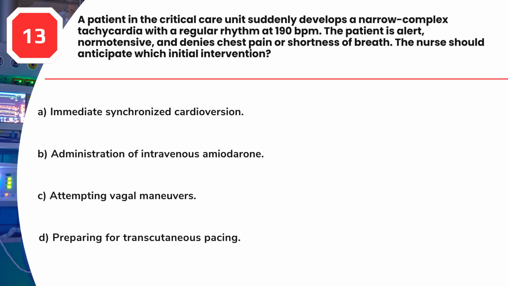Question 13. A patient in the critical care unit suddenly develops a narrow complex tachycardia with a regular rhythm at 190 bpm. The patient is alert, normotensive, and denies chest pain or shortness of breath. The nurse should anticipate which initial intervention? A. Immediate synchronized cardioversion. B. Administration of intravenous amiodarone. C. Attempting vagal maneuvers. D. Preparing for transcutaneous pacing.